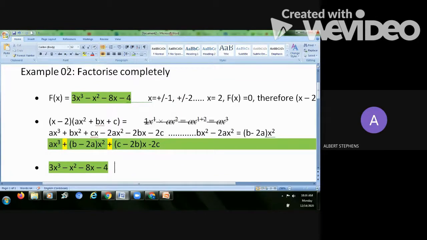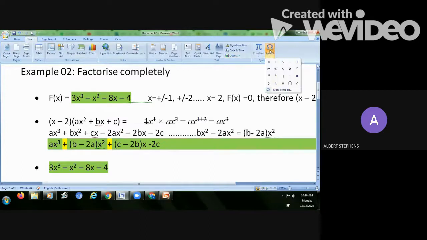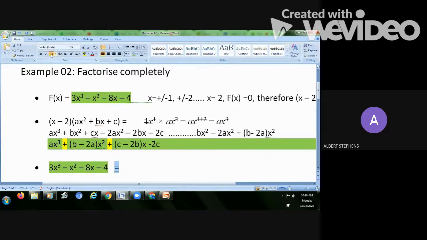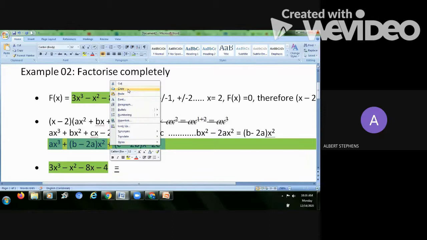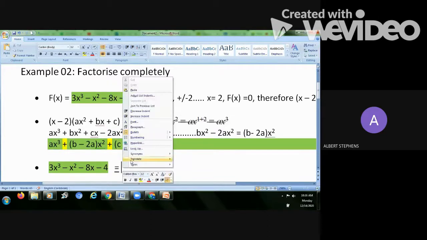Equate is a symbol with 3 strokes. It's not an equal sign. Let me see if I can get it. It looks something like that. It's like an equal sign, but it has 3 strokes. So that's equate.